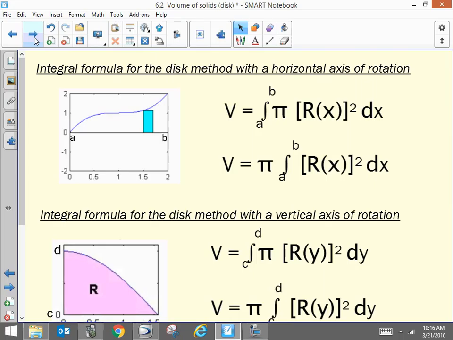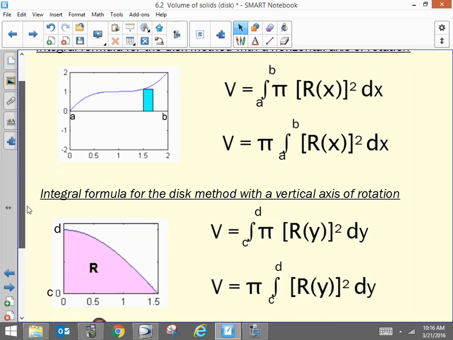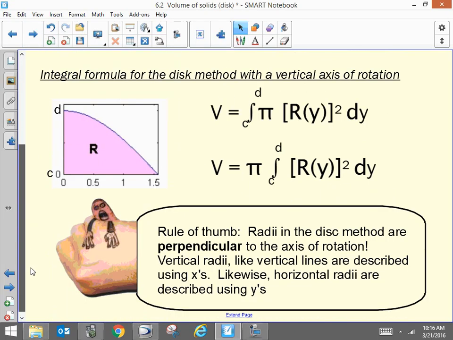All right. So this is just summing up. We have the integral formula from A to B. The radius is r of x, if it's in terms of x. If it's in terms of y, it's r of y.